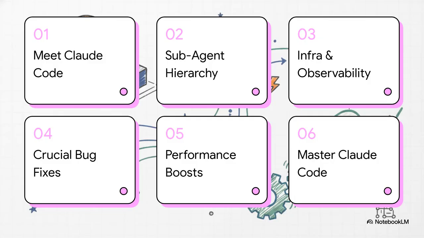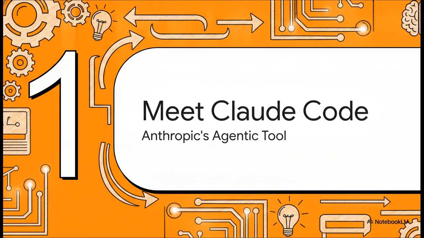Here is our quick roadmap for the explainer. 1. Meet Claude Code 2.1.172. 2. The sub-agent hierarchy. 3. Infrastructure and observability. 4. Crucial bug fixes. 5. Performance boosts. And 6. Master Claude Code.